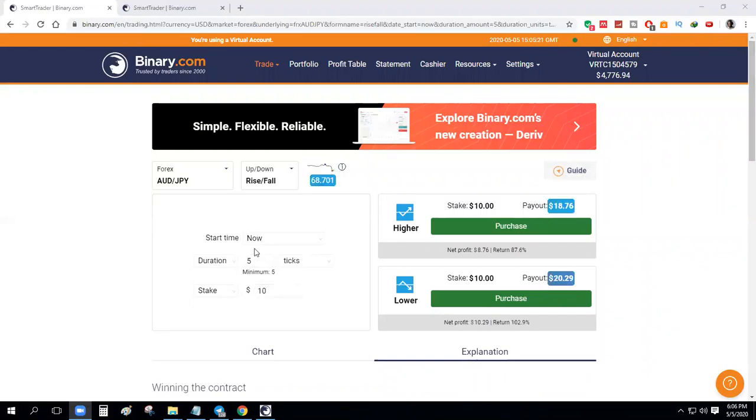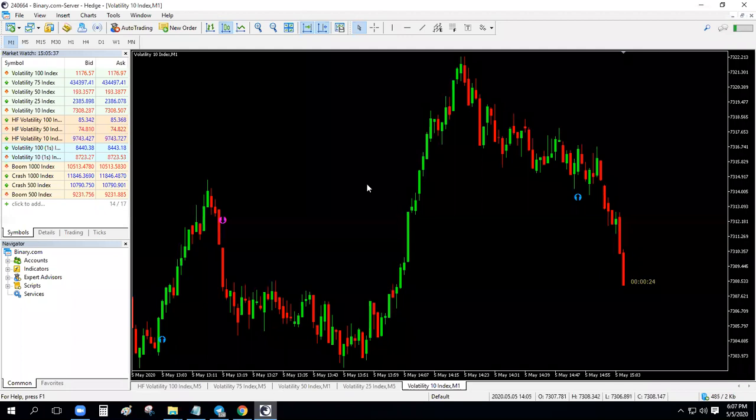Now, what I would expect you to do is when you want to trade, you will be working from two platforms. The two platforms you work from are binary.com, the web browser, you can see it. This is where you place your trades. You will also be working from MetaTrader 5, okay?